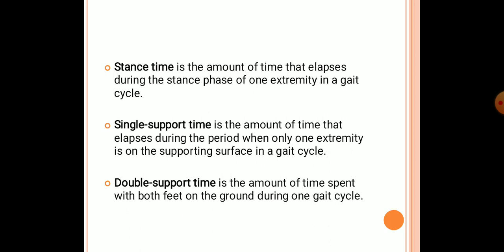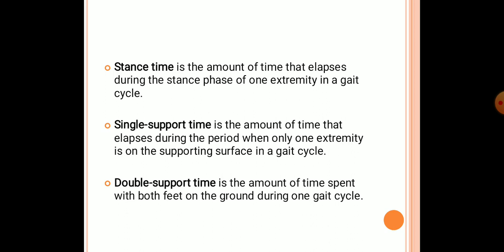And next one is double support time. As the name suggests, how much time both the limbs are in contact with the surface is known as double support time. Double support time is the amount of time spent with both feet on the ground during one gait cycle. So how much time in a gait cycle both the feet are in touch with the ground is known as double support time.